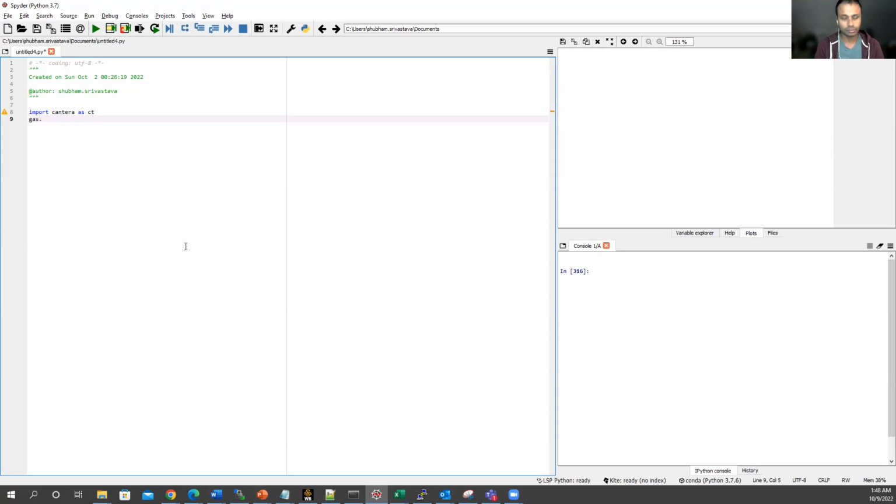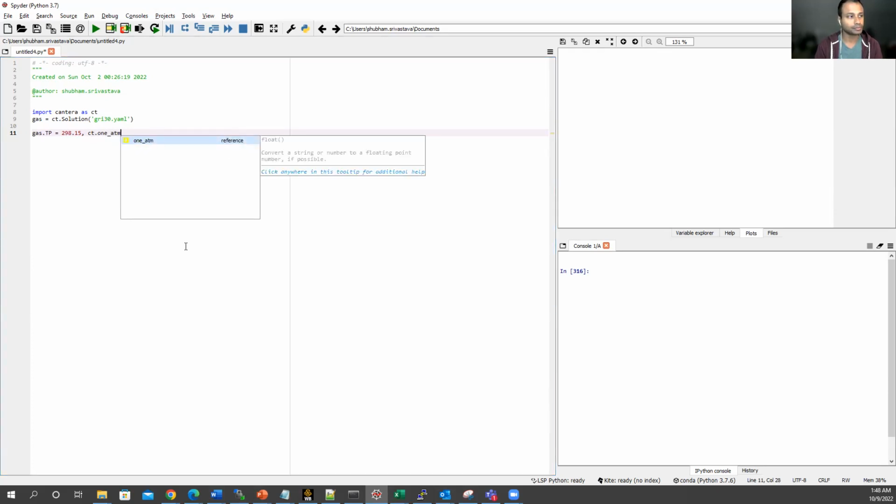So gas equals ct.Solution, gri30.yaml. Now let's set the temperature. The temperature of the reactants and the products both has to be room temperature, so that would be 25 degrees Celsius or 298.15 Kelvin. So let's go ahead and set the temperature and pressure of the gas: gas.TP equals 298.15, that's in Kelvin, and ct.one_atm, 1 atmosphere of pressure.